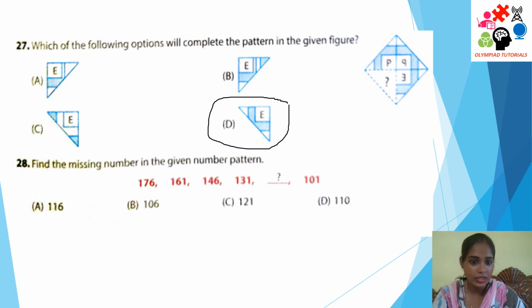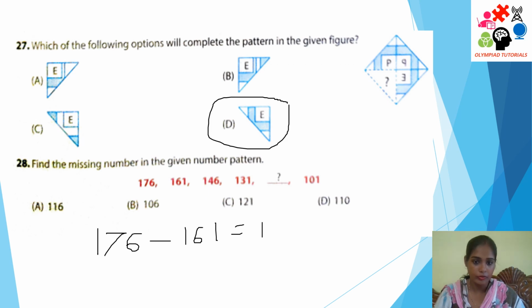The next question, find the missing number in the given number pattern. 176, 161, 146, 131 and so on up to 101. If you subtract the next number from the previous one, 176 minus 161 will give you 15. Then again 161 minus 146 will also give you 15. So what you have to do is just go on minus 15, to get the next number minus 15.